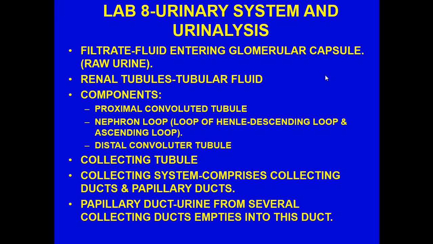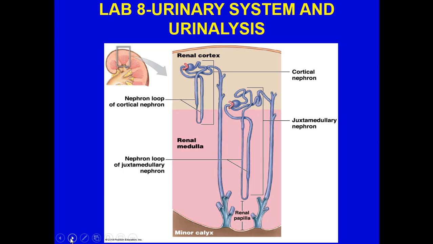Now, the components of the nephron include the proximal convoluted tubule, which will be referred to as PCT. The nephron loop, which is also referred to as the loop of Henle, has a descending loop and an ascending loop. And then the distal convoluted tubule, which is also referred to as DCT. The connecting tubule, and then the collecting system, which comprises collecting ducts and papillary ducts. The papillary duct is where urine from several collecting ducts empties.